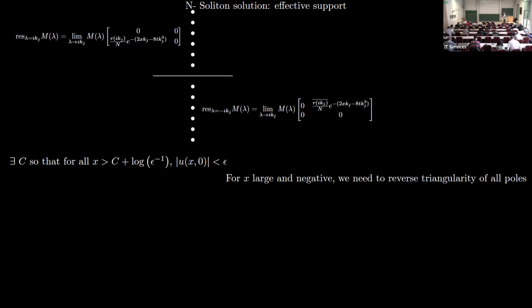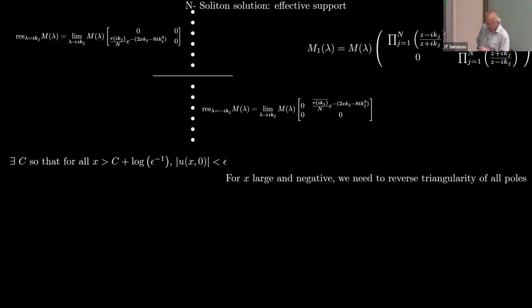That's the n soliton solution is less than epsilon, okay? Now, if x is large and negative, none of this works, it's terrible. This is now a large positive exponential. It's just not under any control. So again, we use trick number 7, which is to reverse triangularity.